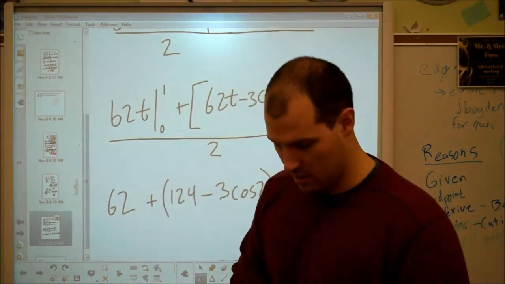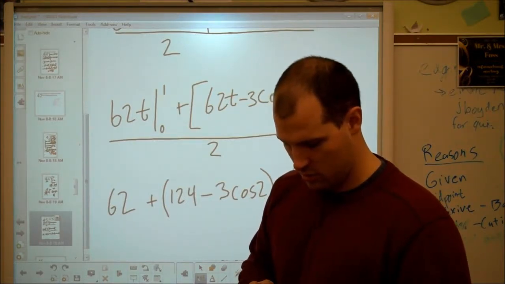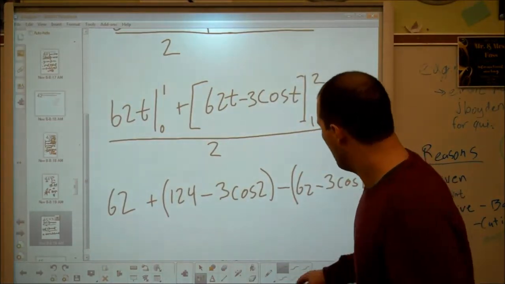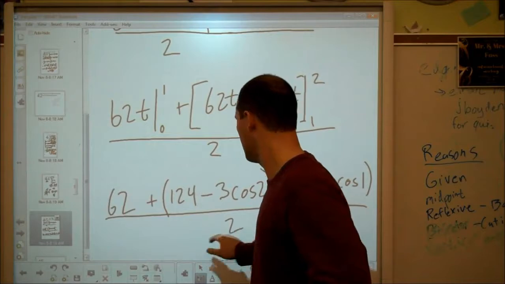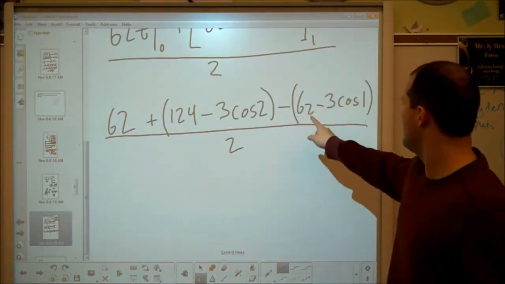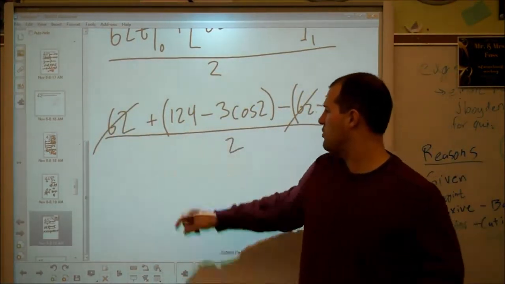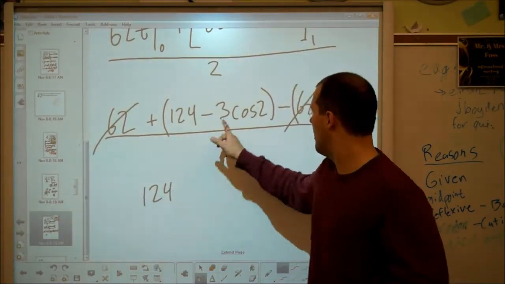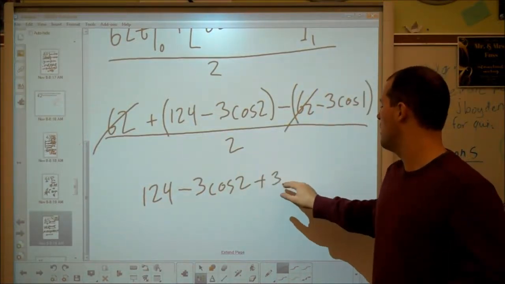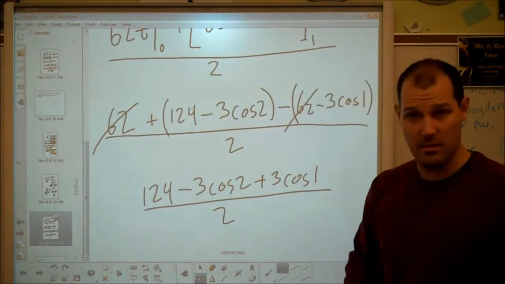Okay, and so I'm getting all set here. And let's try it. Don't forget that it's over 2. So what do I notice? I've got 62 and a minus 62. And I've got 124, so I don't know what to do with that yet. 124 minus 3 cosine 2, minus a negative is plus 3 cosine 1, all over 2. So calculator time, because I'm done with my simplification.